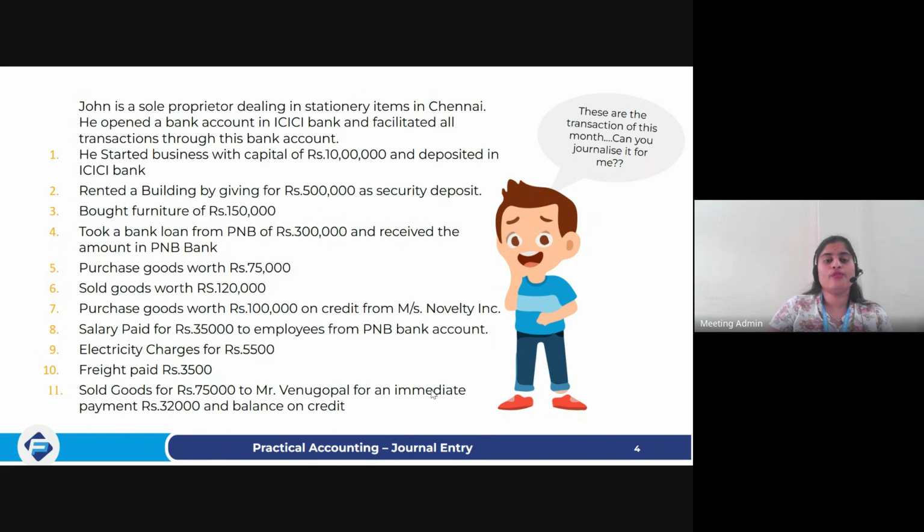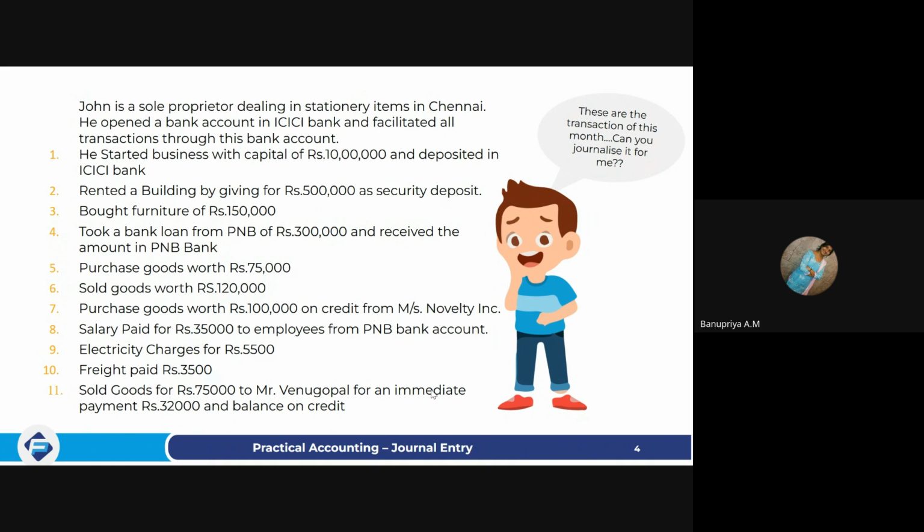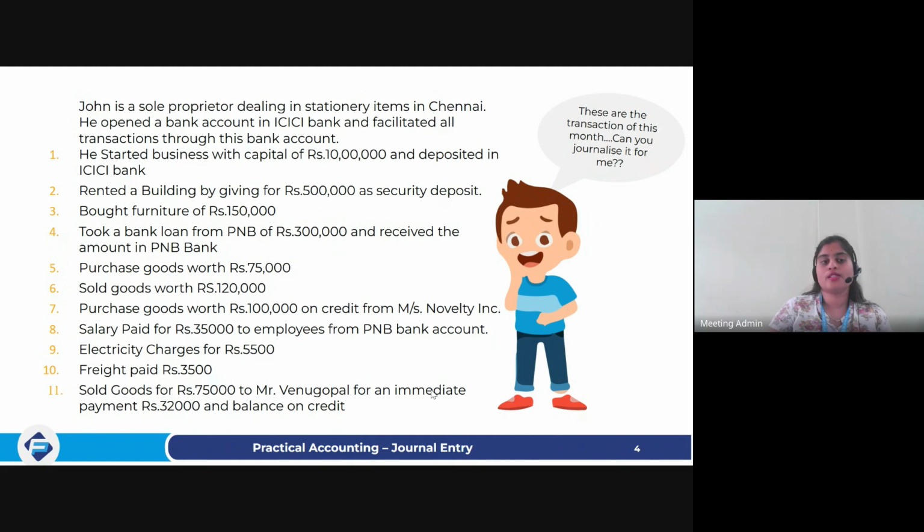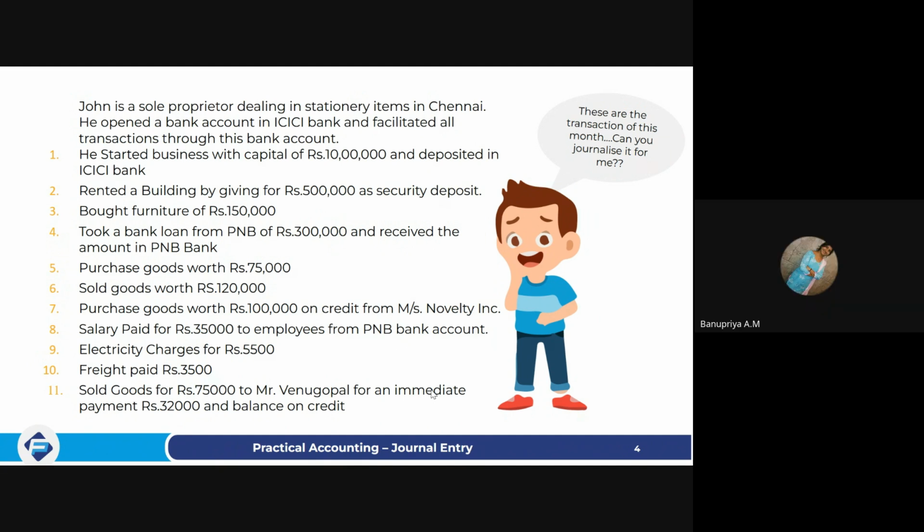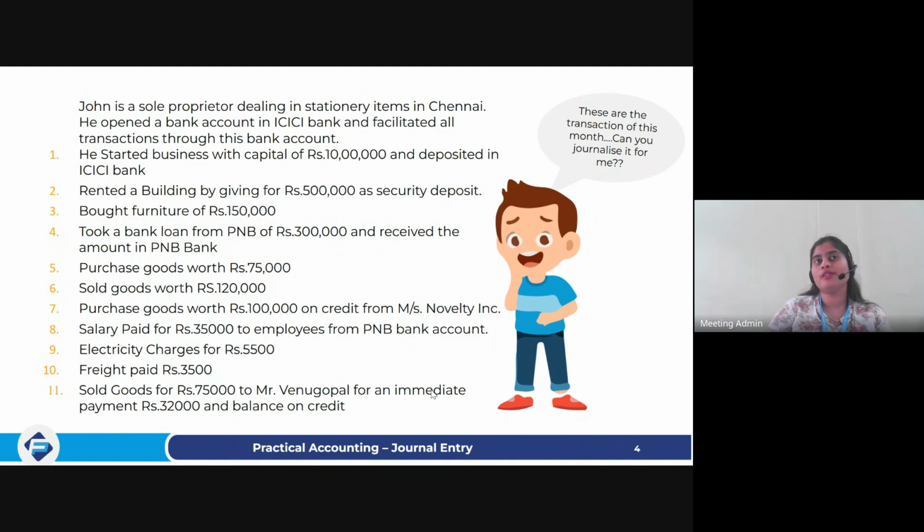So, took a bank loan from PNB, 3 lakh, and received the amount in PNB bank loan. What is the journal entry for this? Banupriya, you can also try. What is the journal entry for the fourth entry? They have taken the loan from the PNB bank and they are depositing to the PNB bank itself. What is debited and what is credited? Debit is equal to credit.